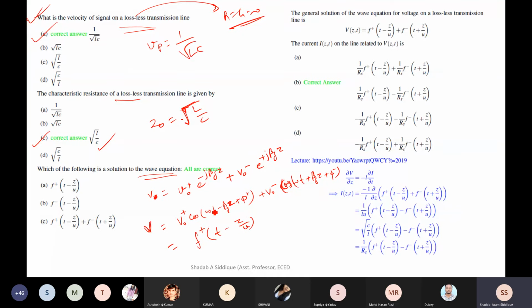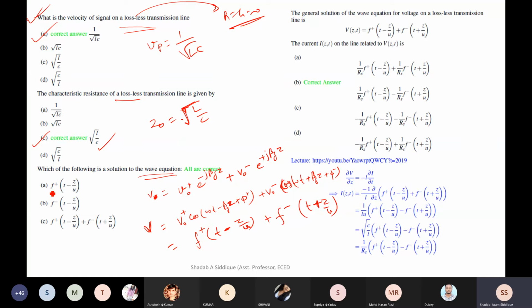We just take omega outside of the function. So beta by omega is nothing but 1 by Vp, where Vp is equal to omega by beta. This u is nothing but the velocity, so we represent beta by omega as 1 by u. This comes out as t minus z by u, and the other one is f minus t plus z by u. I told you that you should always remember the sign convention. If it is minus z, the wave is traveling in the plus z direction, and if it is plus z, the wave is traveling in the negative z direction.